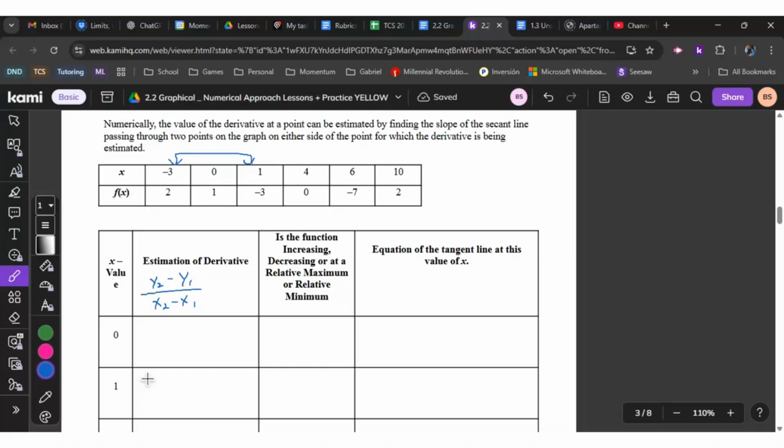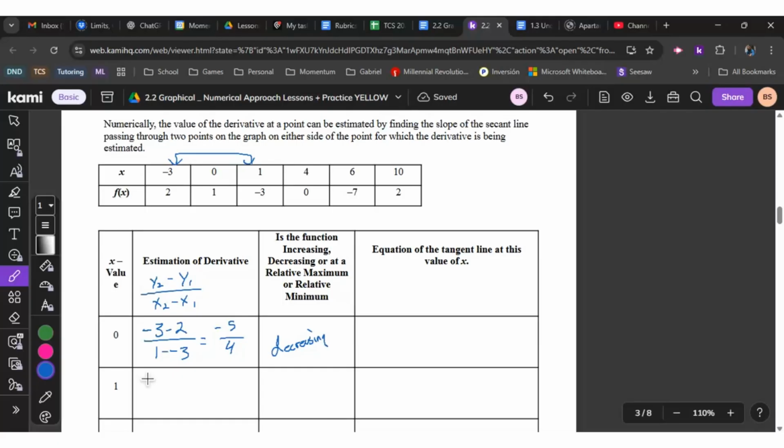So let's go with 1. So 1 minus negative 3, that's x. Whew. -3 minus 2 over 1 minus -3. That was a close one. So, -5 over 4. -5/4. And is the function increasing, decreasing? Should be decreasing.